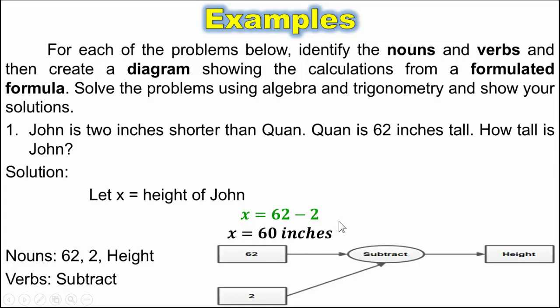The solution or answer to the problem 62 minus 2 is 60 inches. So therefore, how tall is John? He is 60 inches tall.